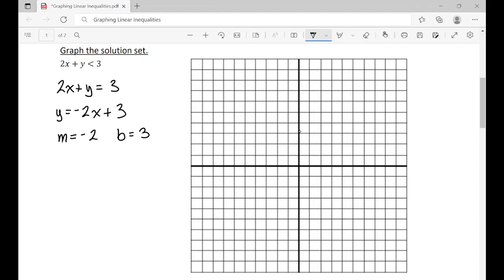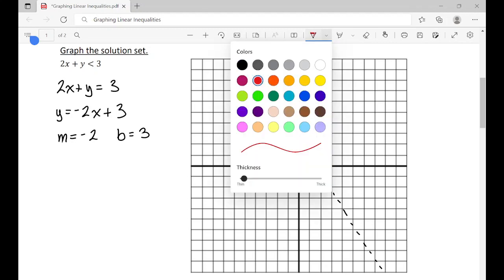So the y-intercept is 3, so I'll put my point here, and then I'm going to go down 2 and over 1 for my other point. And I can see that this is a less than up here, so that means my line is going to be dashed. So put a dashed line in. Something looking like that.